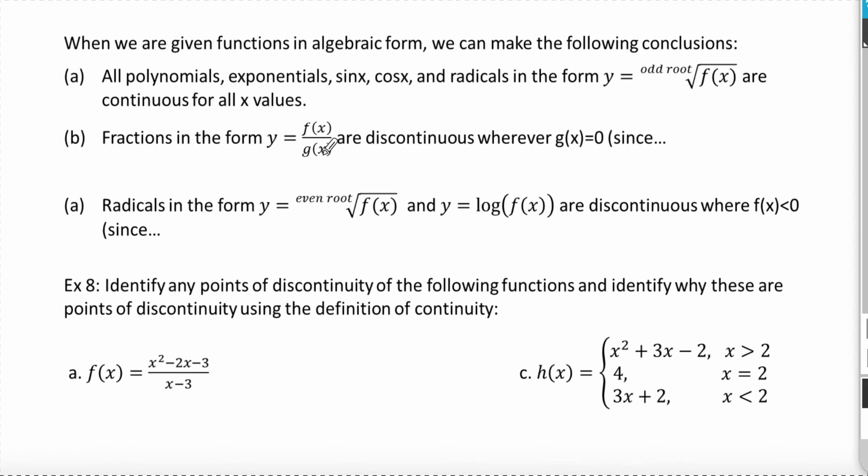For rational-looking things, for fractions, they are going to be discontinuous wherever the denominator is 0, right? Since we can't divide by 0, right?